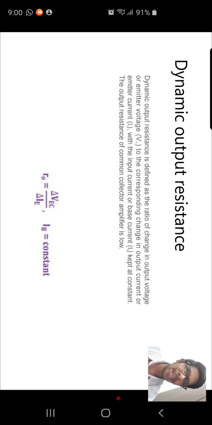Let us discuss about output resistance. Output resistance is defined as the ratio of change in output voltage, the emitter voltage, to the corresponding change in emitter current IE, while the input current, base current IB, is kept constant. Output resistance of the common collector configuration is low. RO, the output resistance, is equal to delta VEC by delta IE, with IB constant.